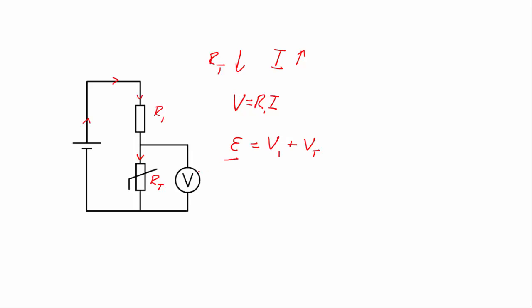So what we can see, as the temperature goes up, the resistance goes down, so this voltage goes down, or conversely, as the temperature goes down, this resistance goes up, the current gets smaller, so this potential difference across here gets smaller.